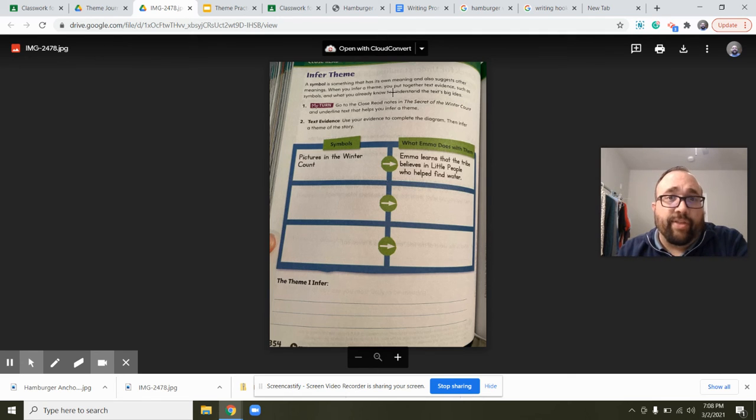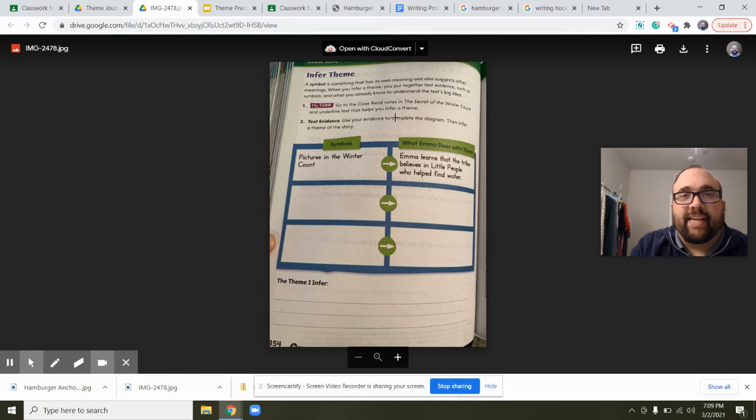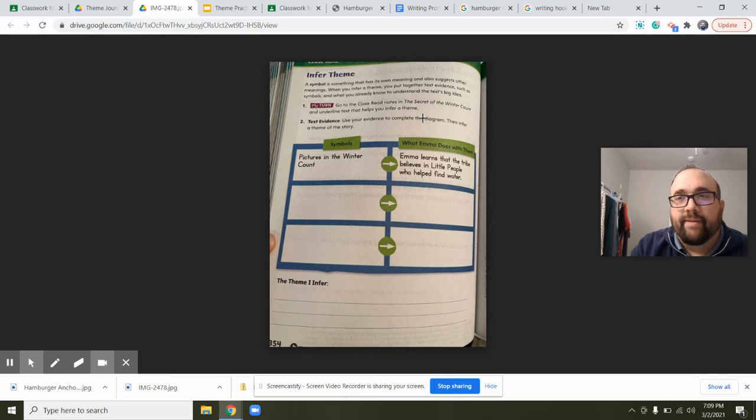Okay, so when we infer a theme, you put together text evidence, such as symbols, and what you already know to understand the text's big ideas. Cool. So, in your turn, you're going to go to the close read notes in The Secret of the Winter Count and underline the text that helps you infer a theme.